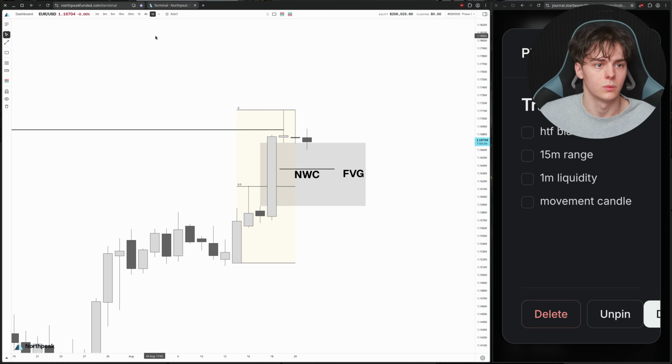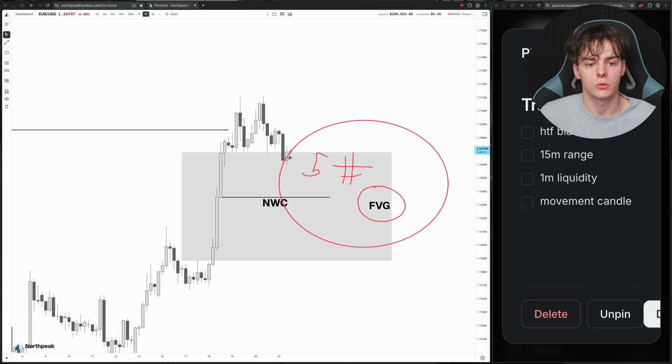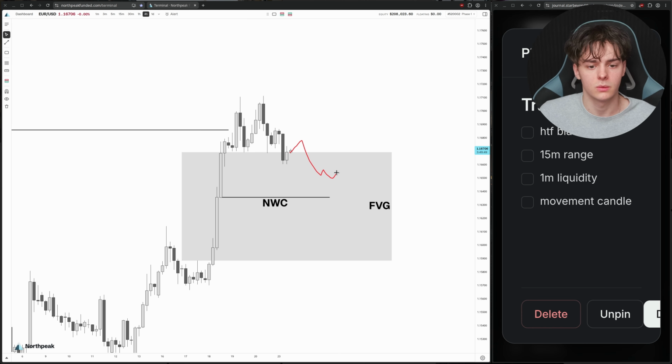Then we are going to go on to the 4-hour time frame, just like that. On the 4-hour time frame, we have the no wick candle. That is going to be number 4. Then we have the FVG. That is going to be number 5. So you see, this just keeps on going, and you're building an entire framework. Obviously we want to trade to the downside and not to the upside.